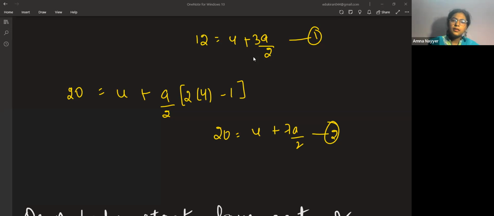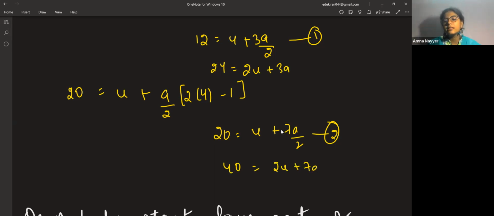Ma'am, we can just subtract. Yes, Martin, we can subtract. Yes, you will subtract these equations. See, if you multiply these by 2, you will get 24 is equal to 2u plus 3a. This equation you can use. And the other will become 40 is equal to 2u plus 7a. Subtract these two equations.